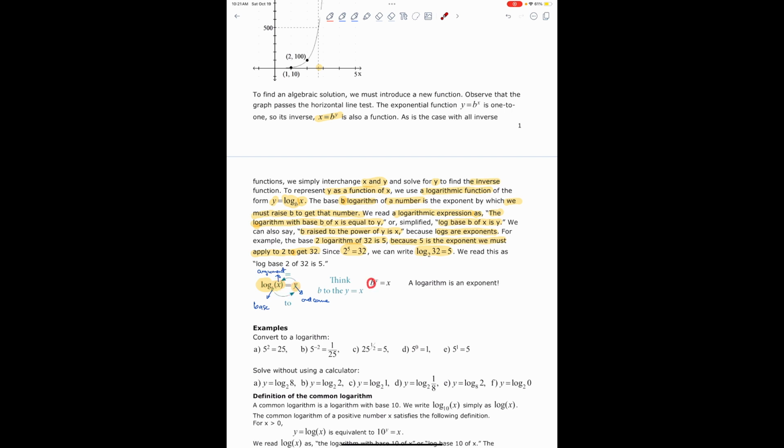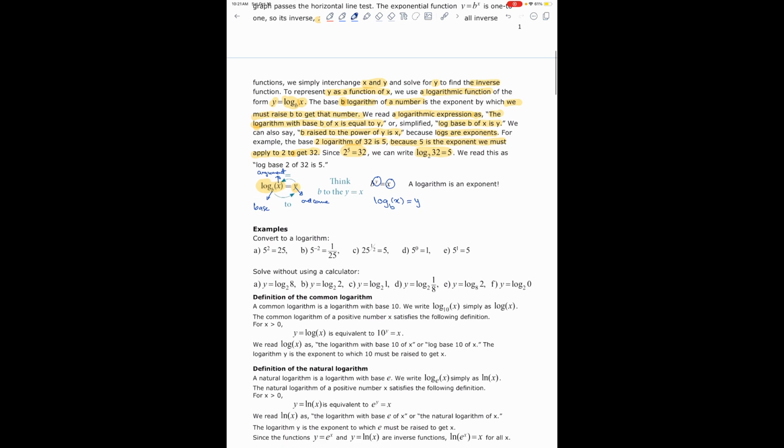So base raised to the outcome will give you the argument, and that is how you're going to convert from logarithmic form to an exponential form. And you can do the opposite as well. So if you have this expression and you need to convert it to a logarithmic form, you're going to say this is logarithm of the base b, and that would be the answer, and that would be the argument. So the argument is equal to the exponent. So that is how you're going to convert back and forth.